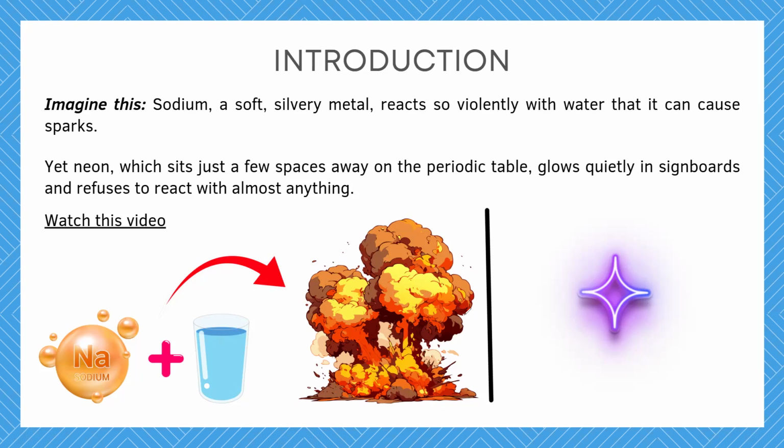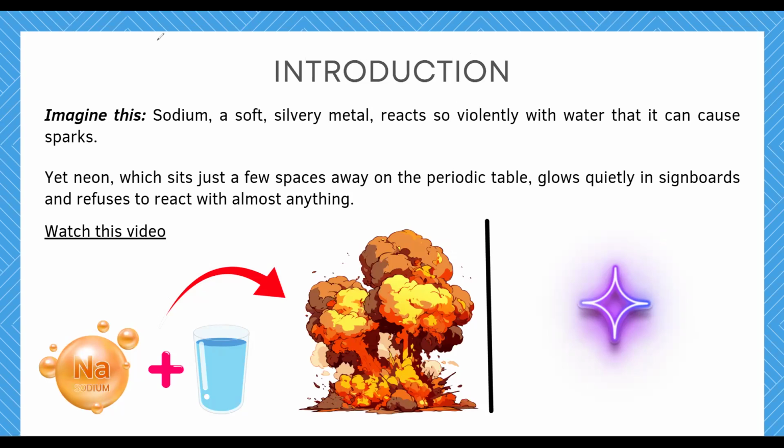So let's begin. By way of introduction, I want you to imagine something. So we are SS2 students. I presume we're all SS2 students, okay? So we have a bit of background knowledge about science and chemistry. So I want you to imagine this. One of the elements on the periodic table is sodium. And one of the characteristics of sodium is that it is a soft, silvery metal. And its character is that it reacts so violently with water that it can cause sparks.